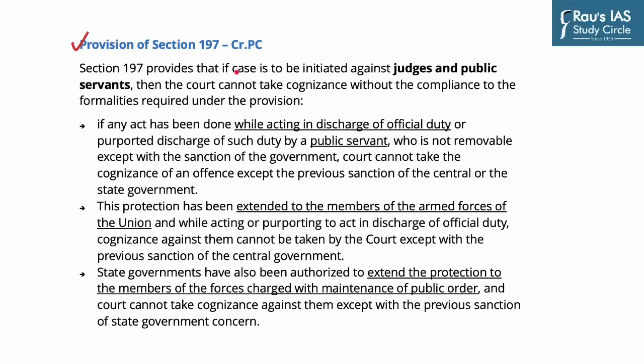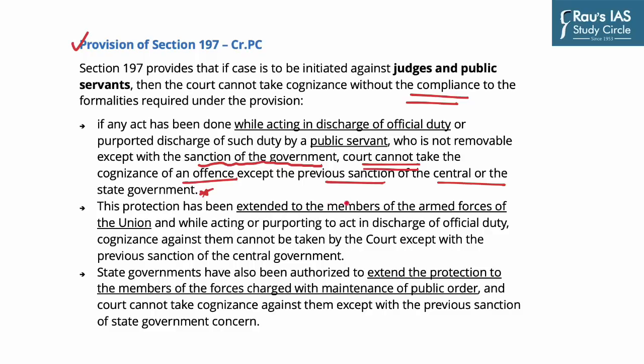Section 197 provides that if a case is to be initiated against judges and public servants, then the court cannot take cognizance without compliance with the formalities required under the provision. And what is the compliance? If any act has been done while acting or purporting to act in discharge of official duty by a public servant who is not removable except with the sanction of the government, the court cannot take cognizance of an offense except with the previous sanction of the central government or the state government.